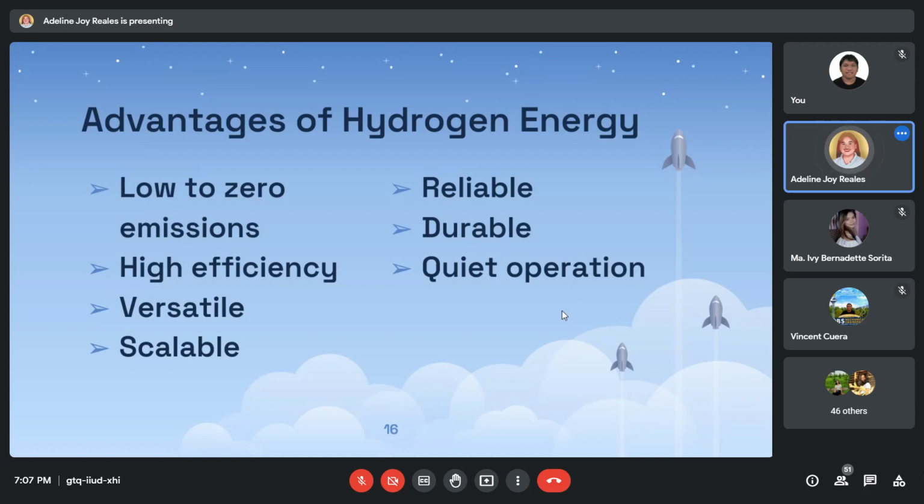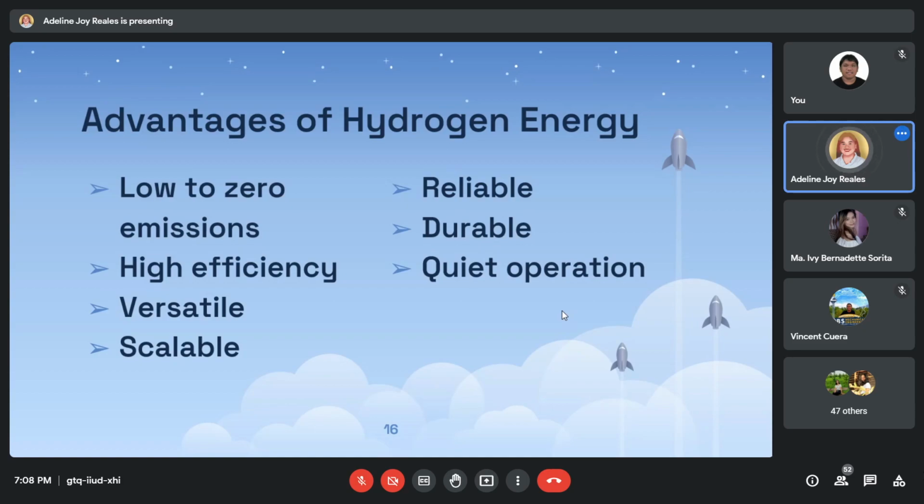Third, versatile. Like what I have said earlier, hydrogen energy can be used to power fuel cell vehicles and also to power different industries as it can also be converted to electricity. With all the rockety designs of my PowerPoint presentation, did you know that NASA uses hydrogen as rocket fuel to deliver crew to space? Fourth, scalable. It can still grow larger as the demand for more green sources of energy increases.